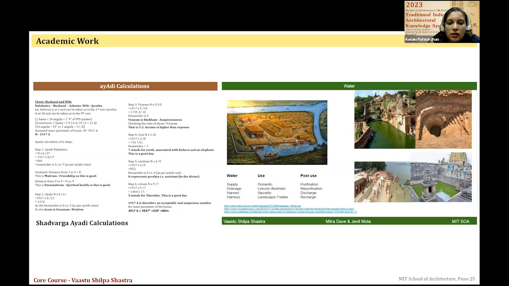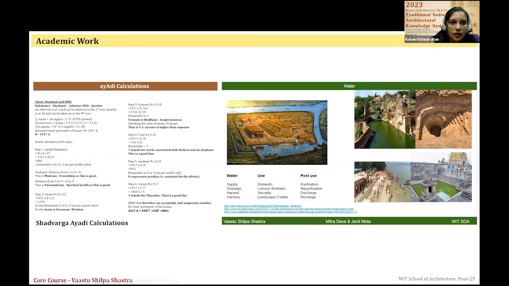And then we also make the students understand the relevance and connections of Vastu Shilpa Shastra in the history of architecture. So there are different projects that are given to them, where they try to correlate what has been taught in the class theoretically to its applications in the history of architecture.